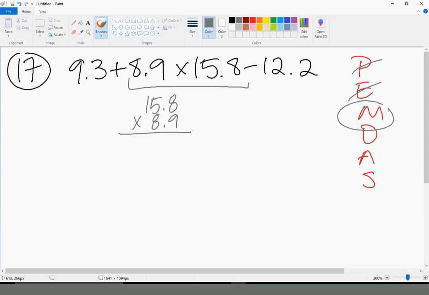So when you multiply decimals, you don't have to line up the decimals at all. You actually ignore the decimals until it's time to put them in your final answer. So let's go. So 8 times 9 is 72. So I'll write the 2 and carry the 7. So 9 times 5 is 45 plus 7 is 52. Write the 2 and carry the 5. 9 times 1 is 9 plus 5 is 14.